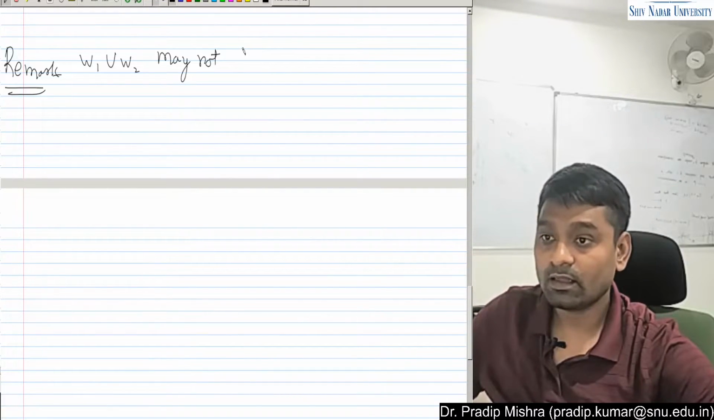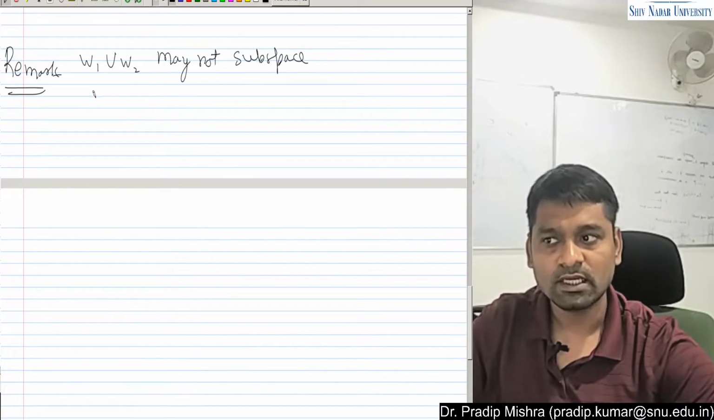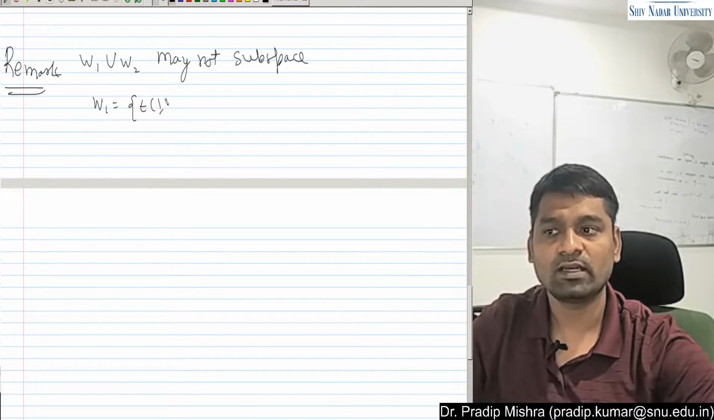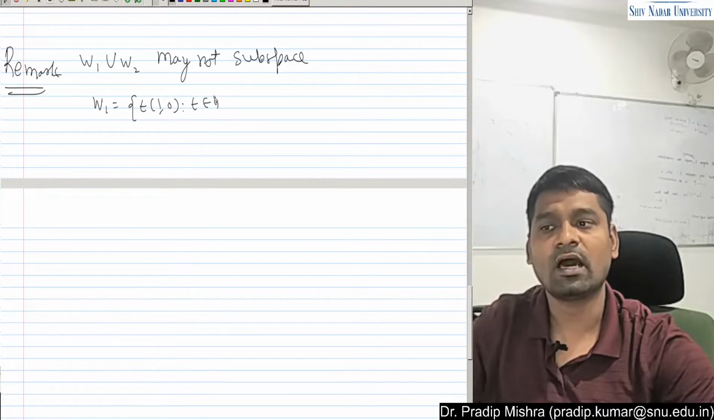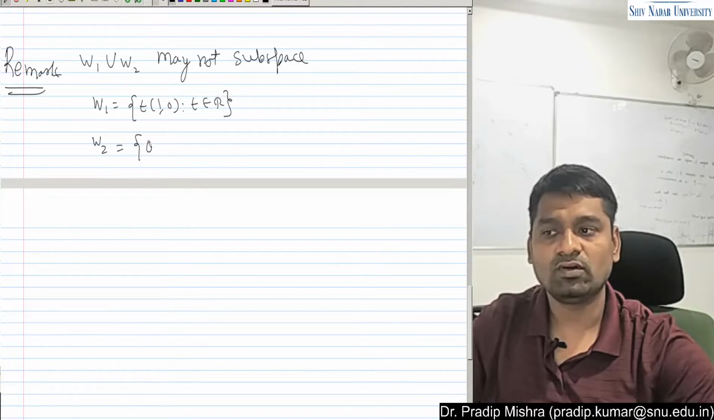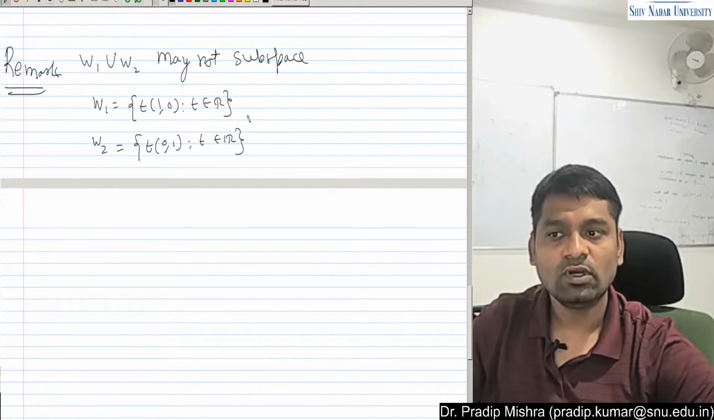The answers are pretty much obvious. If I take W1 as the x-axis, how do we write it down? W1 = {t(1,0) : t belongs to R} in R2. This is a subspace of R2. And if I take W2 = {t(0,1) : t belongs to R}, this is also a subspace of R2.